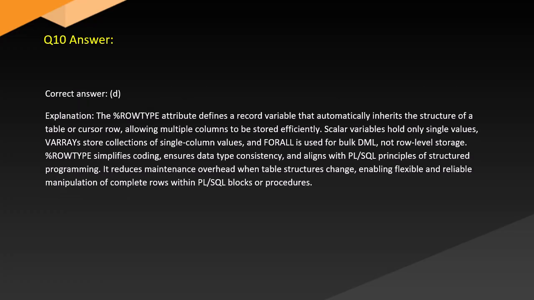Correct answer: A. Explanation. The %ROWTYPE attribute defines a record variable that automatically inherits the structure of a table or cursor row, allowing multiple columns to be stored efficiently. Scalar variables hold only single values. VARRAYs store collections of single column values, and FORALL is used for bulk DML, not row-level storage. %ROWTYPE simplifies coding, ensures data type consistency, and aligns with PL/SQL principles of structured programming. It reduces maintenance overhead when table structures change, enabling flexible and reliable manipulation of complete rows within PL/SQL blocks or procedures.